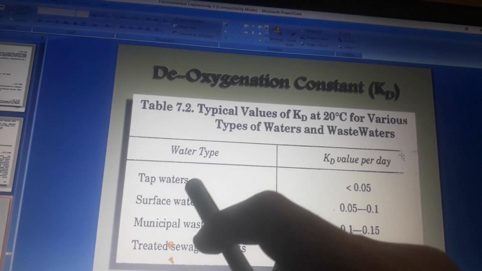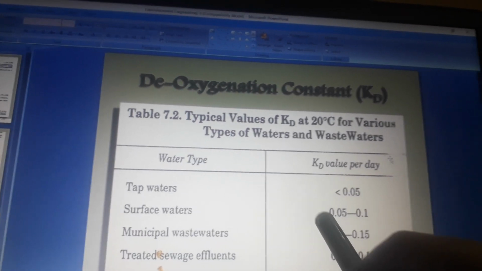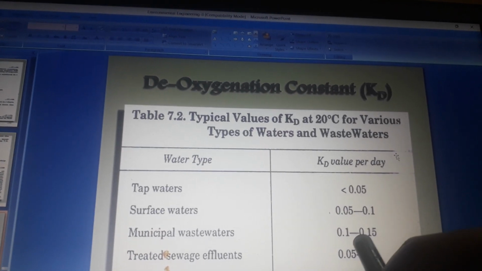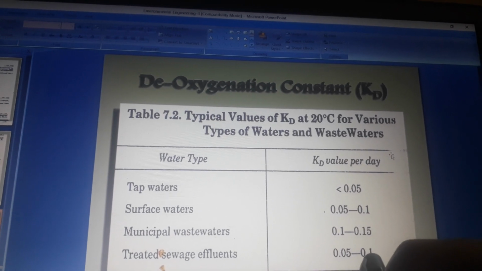Typical values of KD at 20 degrees Celsius for various types of water and wastewaters. Tap waters: KD values per day less than 0.05. Surface water: between 0.05 to 0.1. Municipal wastewater: between 0.1 to 0.15. Treated sewage effluents: between 0.05 to 0.1.